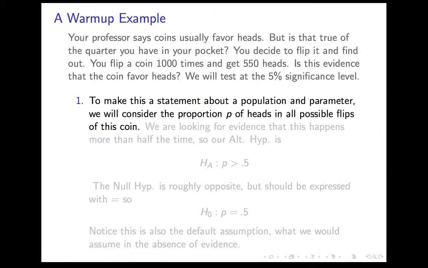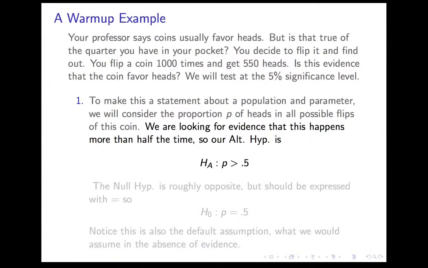If you think about it that way, then if the coin comes up heads 50% of the time, you're saying 50% of all those coin flips are heads. In other words, the parameter is the proportion of heads in all possible coin flips. We're looking for evidence that this proportion is more than 0.5, that it comes up heads more than half the time. So our alternate hypothesis is P, the population proportion, is greater than 0.5. So you see we've translated the initial notion of favors heads into a statement about a population proportion.